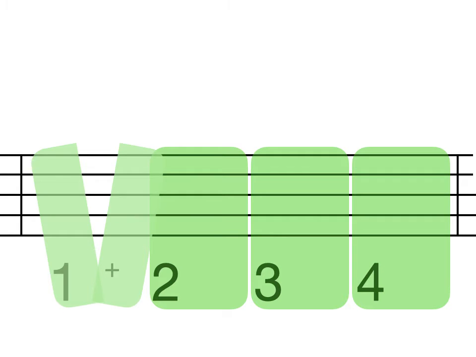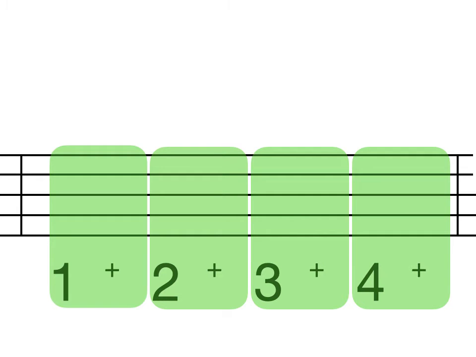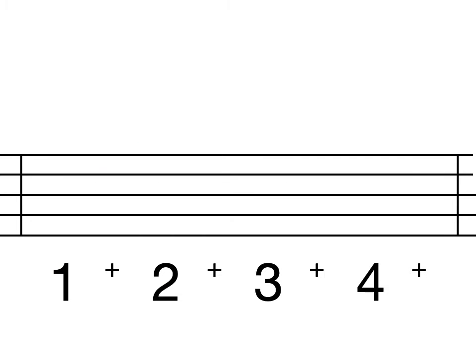Okay, so we have 1 and then beat 2 can be split in half as well. 2 and, then 3 and 4 and. The first half of each box, each beat, is the number beat. The second half of each beat or each box is the and. All right? Okay, cool. Let's take that away. Would you count it with me? Here we go. 1 and 2 and 3 and 4 and.